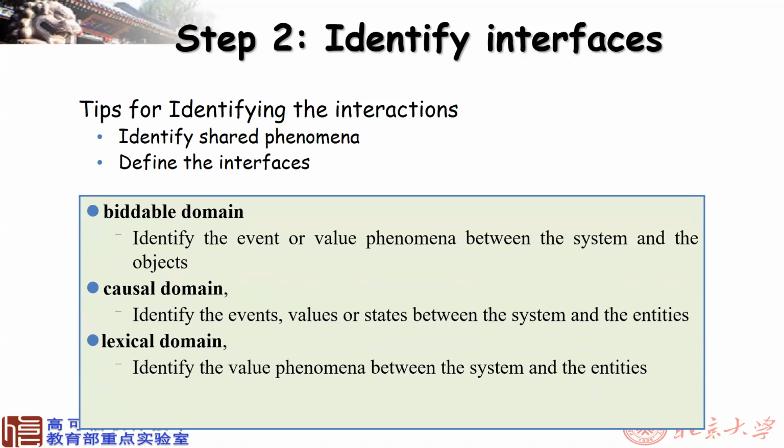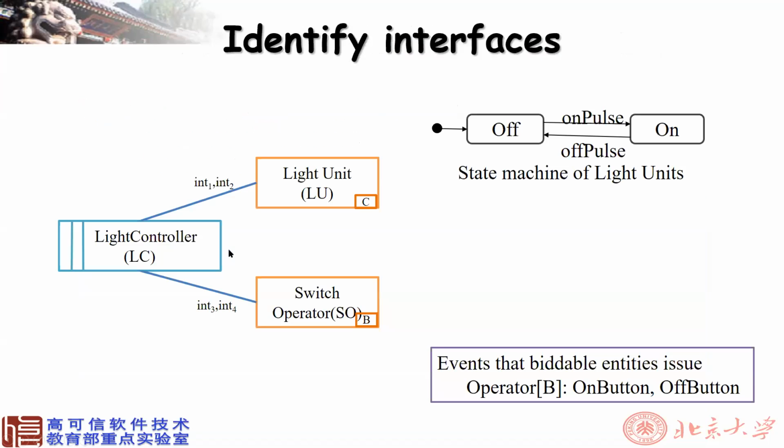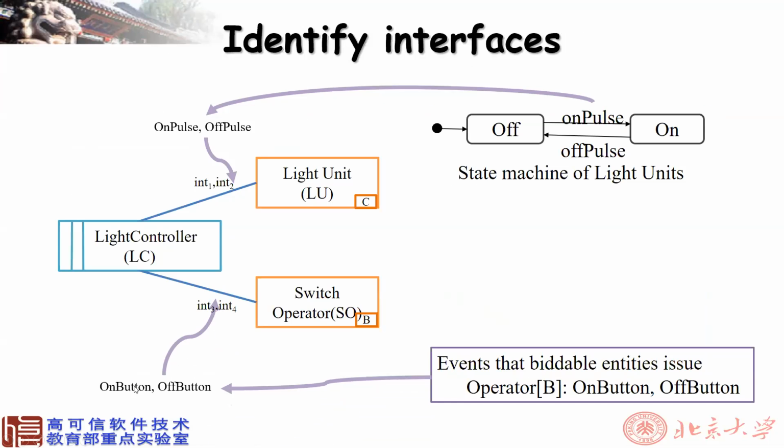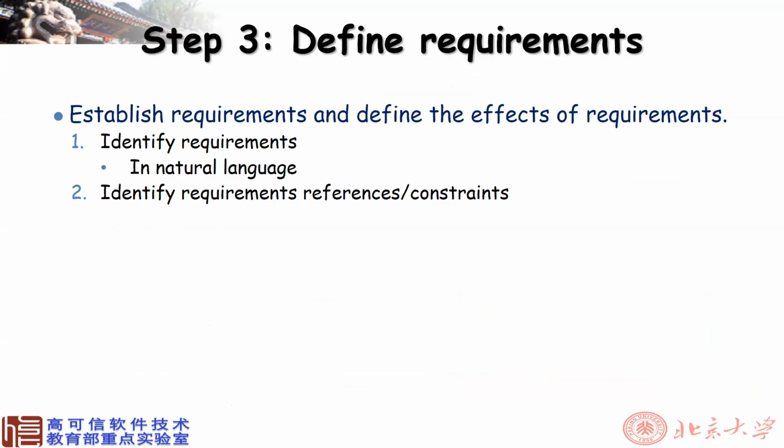The second step is how to identify the interfaces between the controller and its problem domains. It needs to identify the shared information. Are these shared phenomena between the problem domains and the machine? Could these phenomena come from the environment entities? For example, from the environment ontology, from on pulse and off pulse, we can identify these two interfaces, and from the switch operator, the events that it can issue, we can also get another two interfaces, on button and off button. All of this you can choose from the environment ontology.